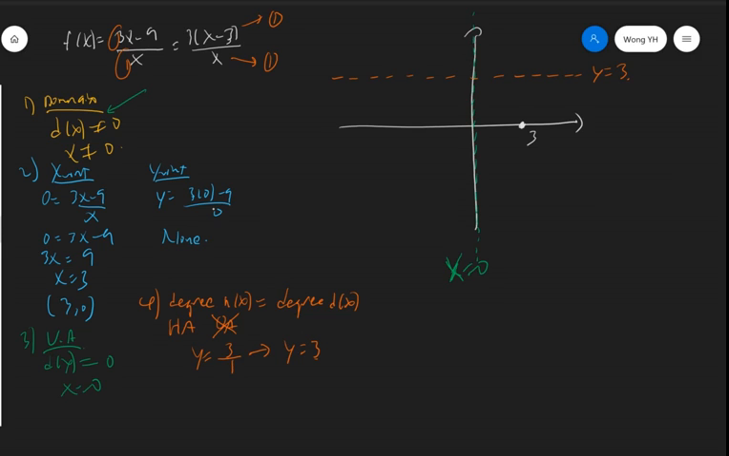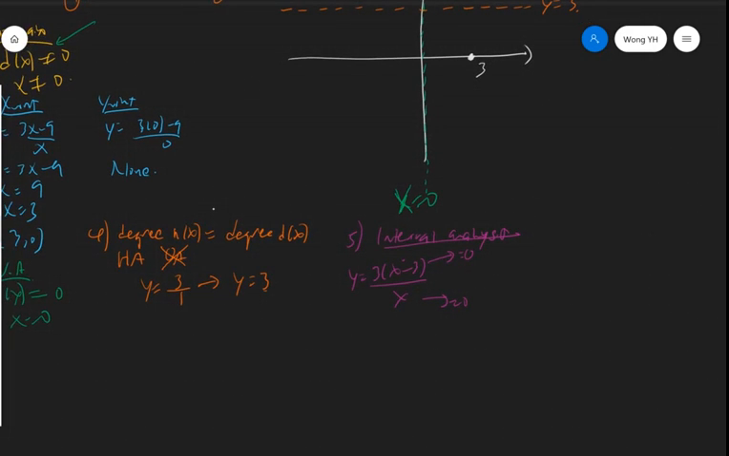Okay, so at this stage, basically we can complete the graph. But there's one more last piece of information that you can find to guide you in finishing the graph. They call it the interval analysis. So I just write intervals analysis. You take the function, again y equal to (3x minus 9) divided by x. If we set the numerator equal to 0, we get x equal to 3, and if we set the denominator equal to 0, we get x equal to 0.